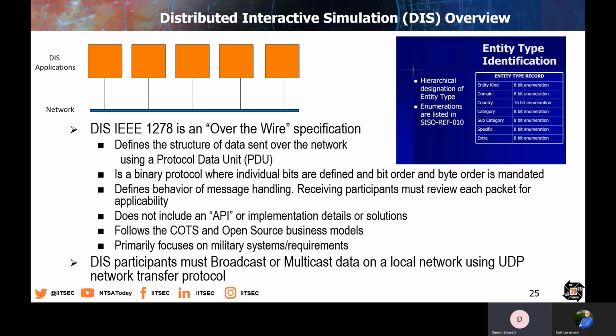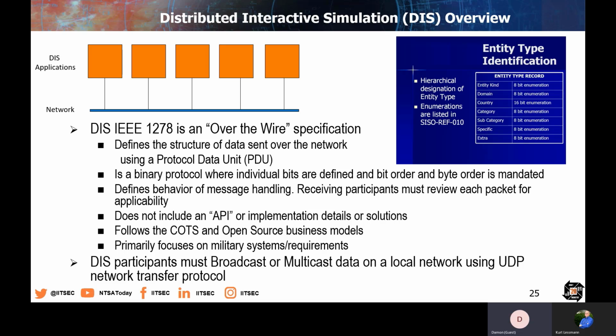So DIS actually defines the structure of data that's sent over the network using something called a protocol data unit, or a PDU. It is a binary protocol where the individual bits are defined and the bit order and byte order is mandated. It defines the behavior of message handling. So receiving participants must review each packet for applicability. So each system sends out its data updates, and all receiving systems must review that data and determine if that's of interest to that system.